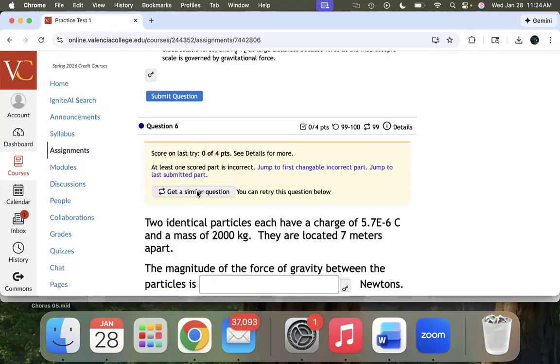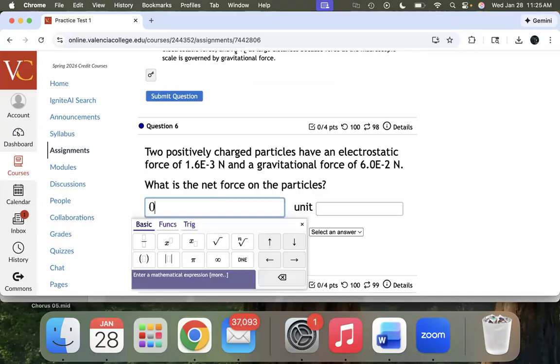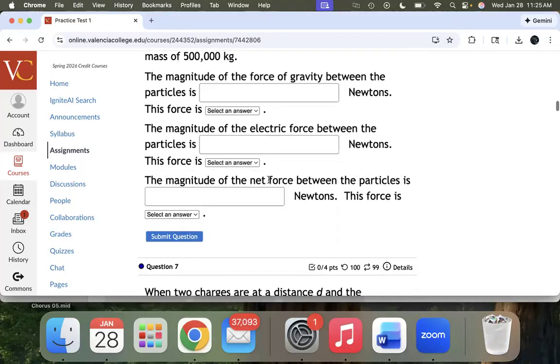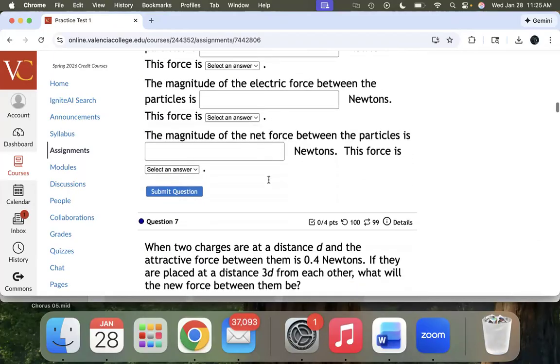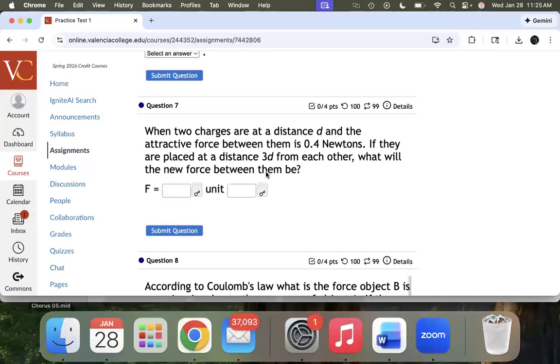I just have to answer something so I can say, get a similar question. Hey, look, now it's a different version of the question. And again, I can just keep doing that. Answer anything I want. And look, it's a different version of the question. I like these problems a lot.